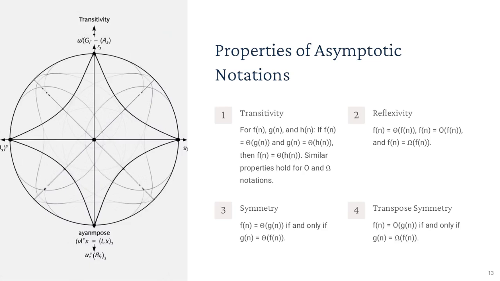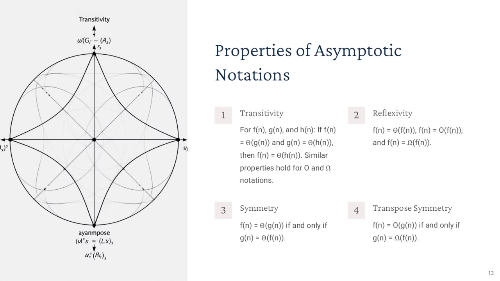Asymptotic notations have several key properties that enhance their utility. One is transitivity. If f(n) = Θ(g(n)), and g(n) = Θ(h(n)), then f(n) = Θ(h(n)). This also applies to O and Ω notations, allowing for logical chaining and comparisons. Another property is reflexivity. Any function satisfies f(n) = Θ(f(n)), f(n) = O(f(n)), and f(n) = Ω(f(n)), reflecting that a function bounds itself.